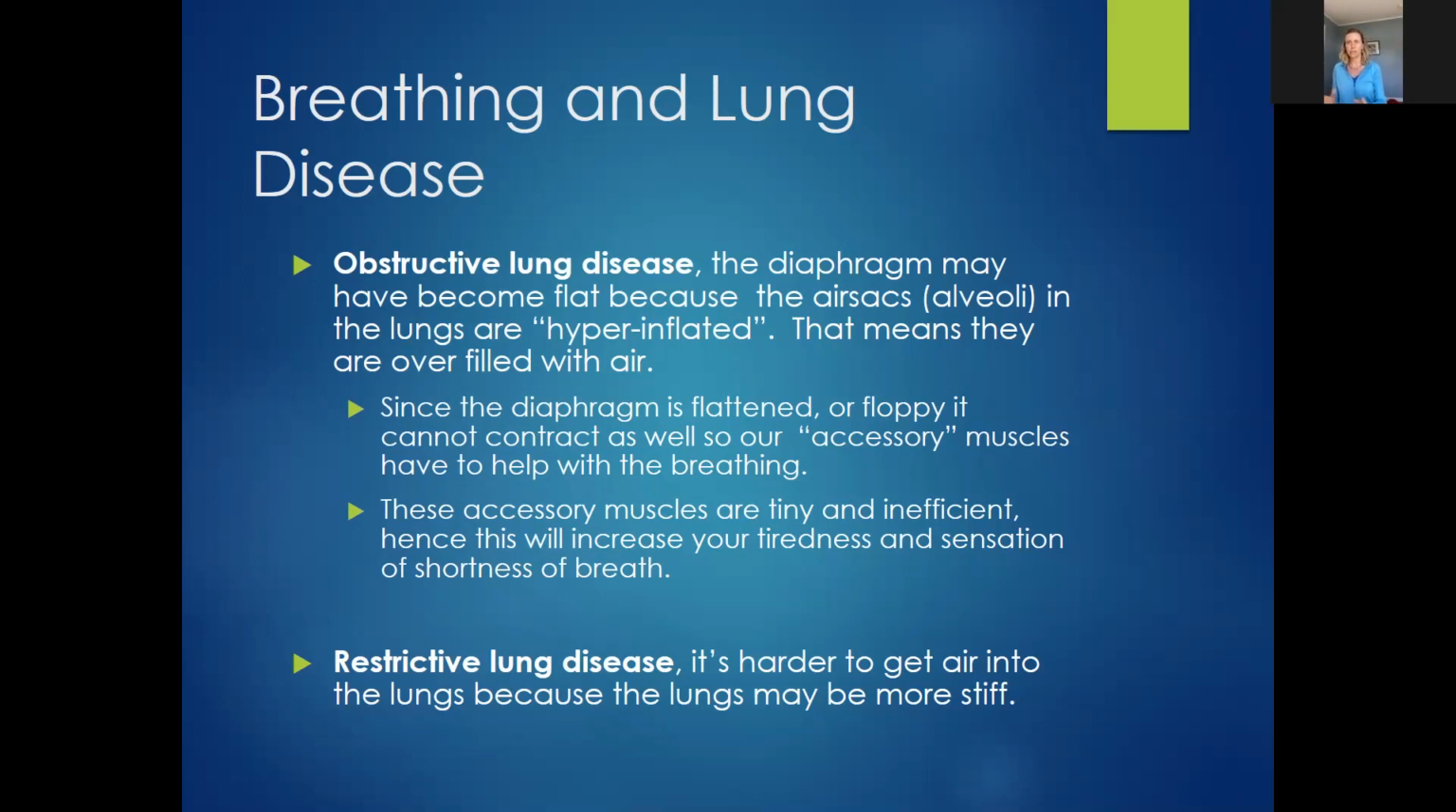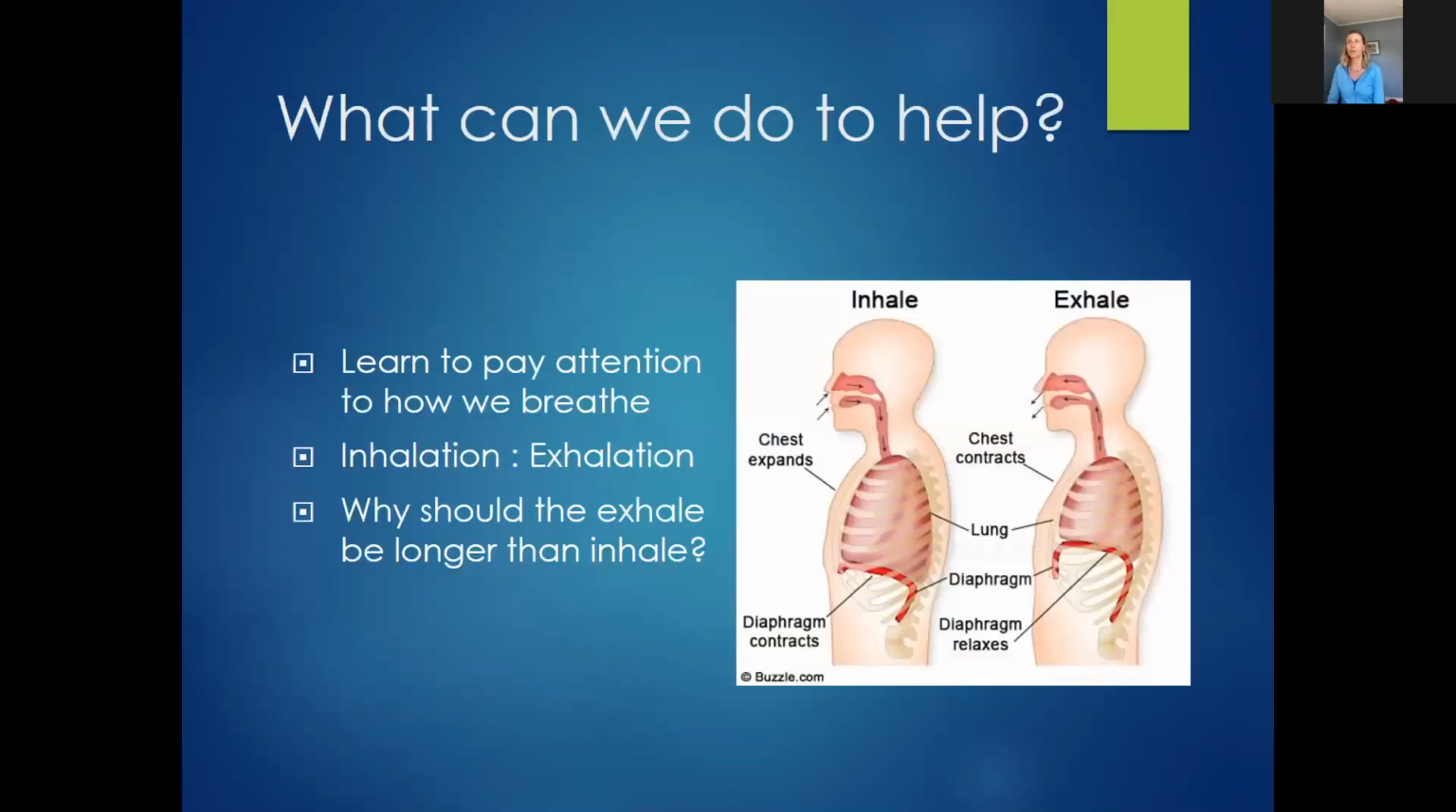So as you would imagine with restrictive lung disease, it's harder to take a breath in. It's harder to get that air into the lungs because of whatever is causing that rigidity or stiffness. Usually no problem exhaling, you can get the air out just fine. And then in some cases, there's a combination of the two. That's not uncommon either. Okay, so that's just kind of the overview of the types of lung disease and how our breathing is impacted by that.